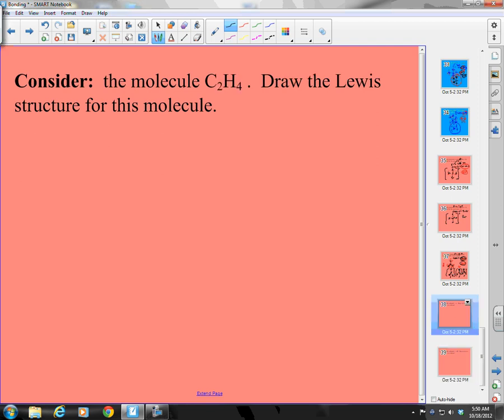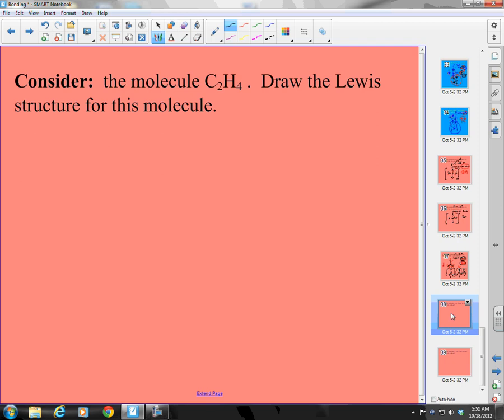C2H4. I'm going to give you a hint here. The two carbons are bonded together, and then you have hydrogens on each carbon. Okay? You guys give this one a shot. Bring me back when you're ready for an answer.